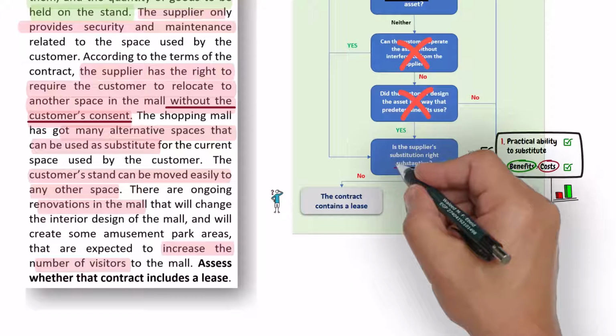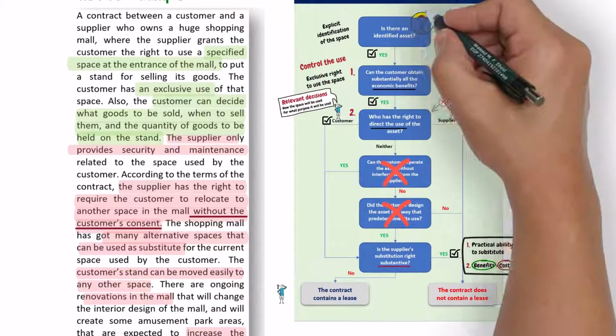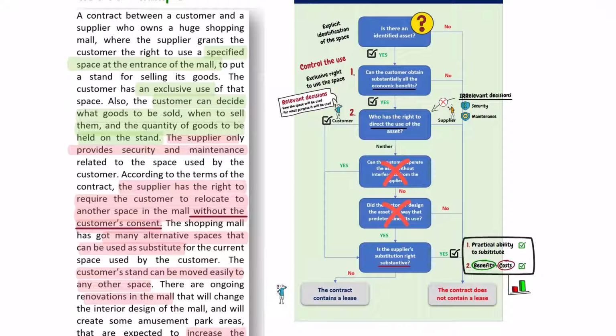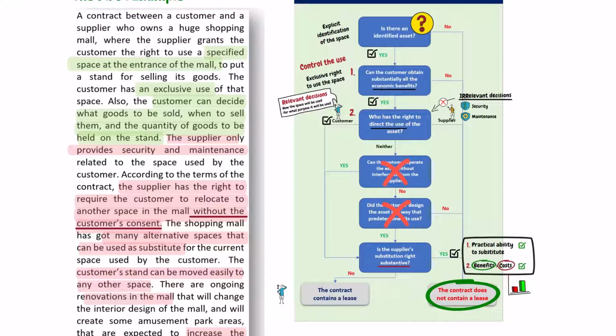The existence of these two conditions makes the supplier's substitution right substantive, which means that the space used by the customer can be replaced any time by the supplier during the period of use, making it difficult to have an identified asset throughout the period of use, and because of that, we can conclude that there is no lease in this contract. Let us see another example.